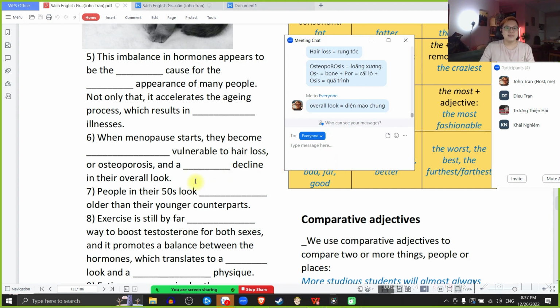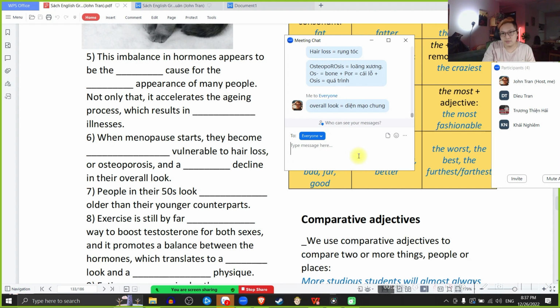Number 7. People in their 50s look older than their younger counterparts.